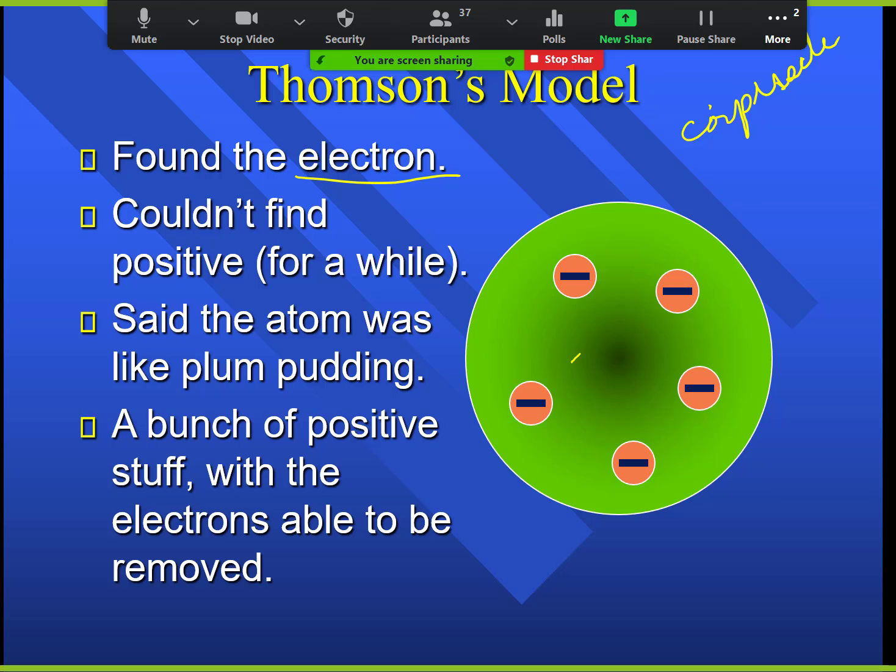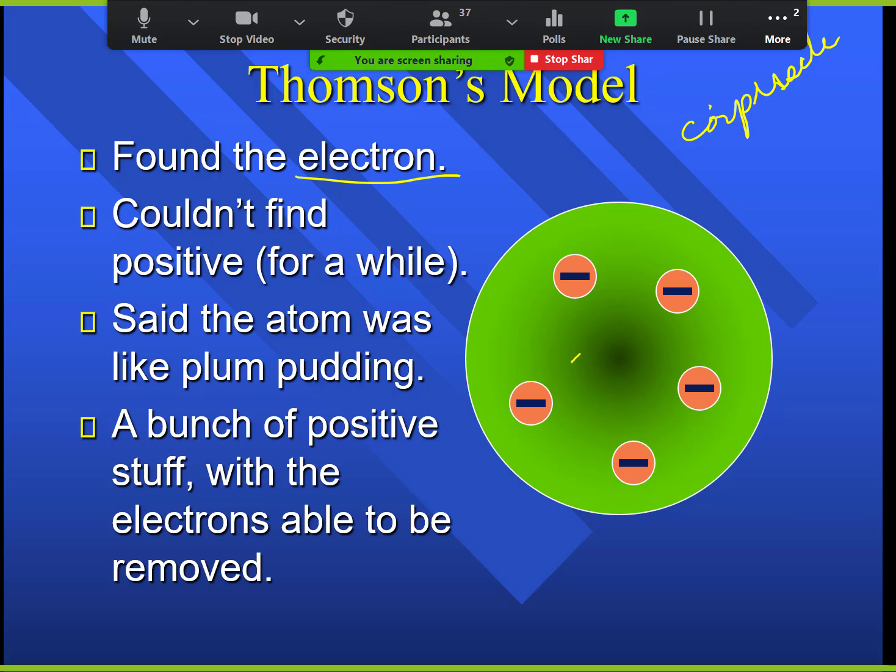Okay? So that's how Thomson changed the view of the atom. Before, it was just this indestructible sphere that weighed different amounts. Now it's not indestructible. It's got parts. It's still a sphere, a bunch of positive stuff with the electrons being able to be removed. So that's what Thomson found. He found the electron.